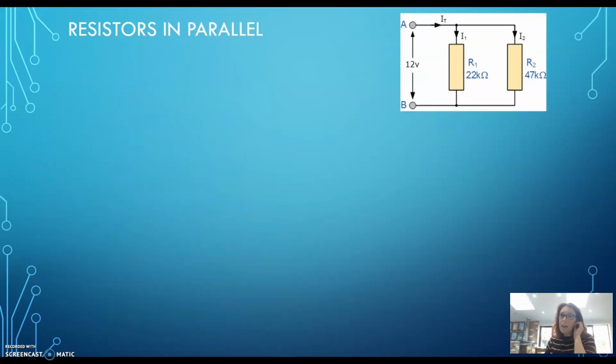Now resistors in parallel, you do study at GCSE, but you only study the fact that when you add resistors in parallel, the resistance goes down. You don't actually do the equation. So you have to do the equation for A level.